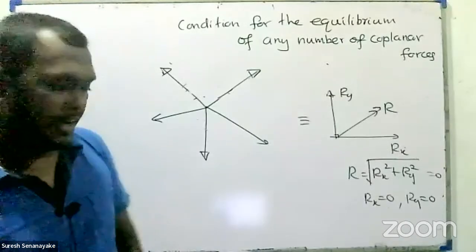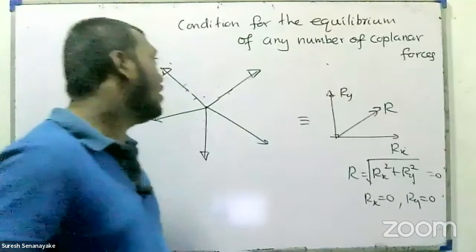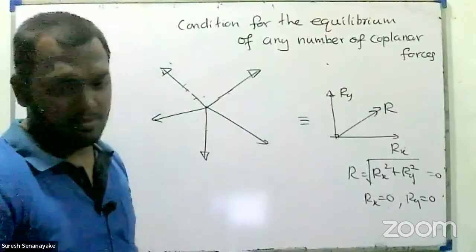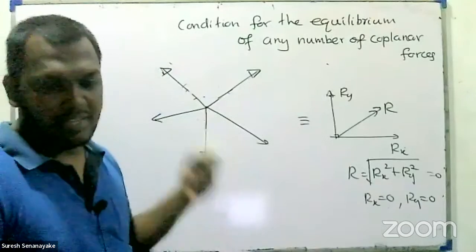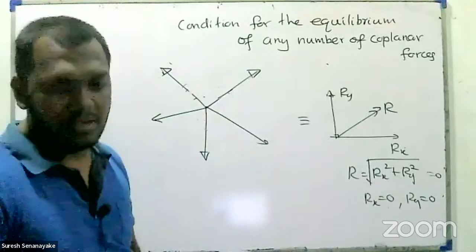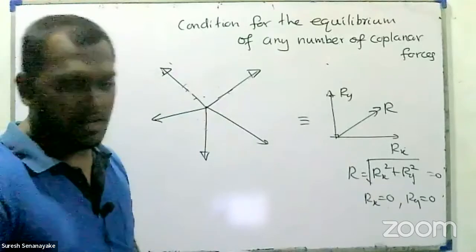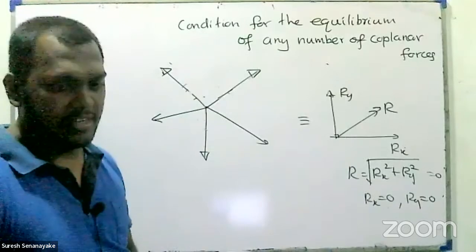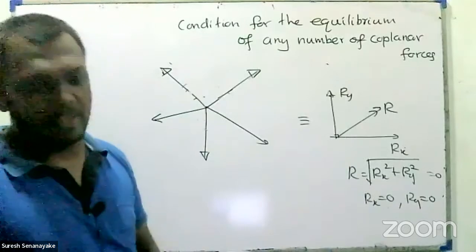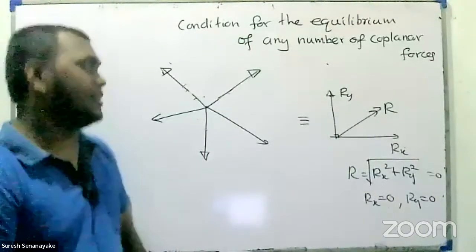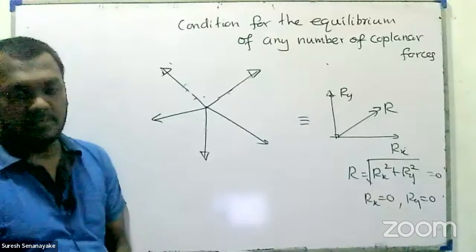Okay, let's rewrite it. And also if they are in equilibrium, we can represent this by a polygon with n sides. If there are n number of forces, you can represent it as a closed polygon with n sides, equal to the number of forces. Clear? Then first write the condition. Let's write the first one.